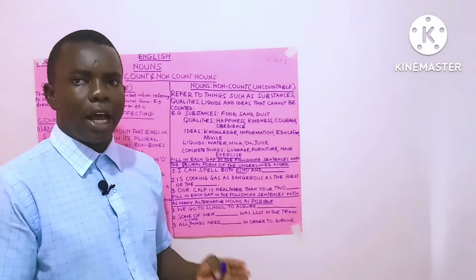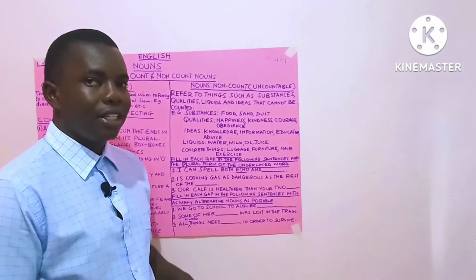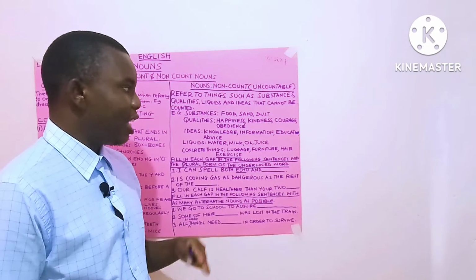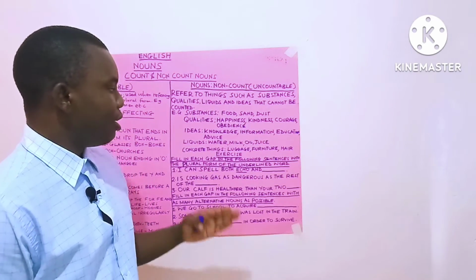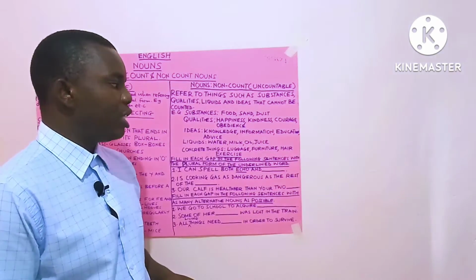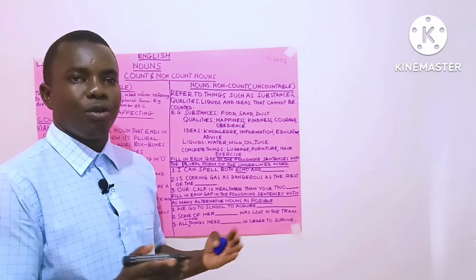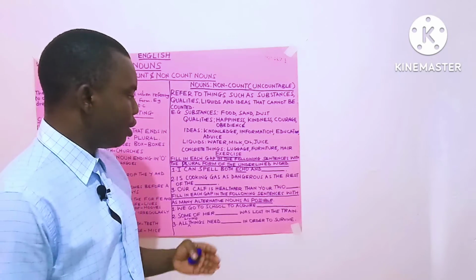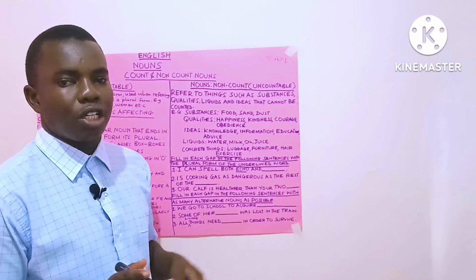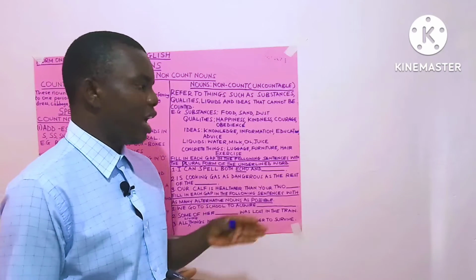Examples of substances that fall under non-count nouns: we have food, sand, and dust. Some of the qualities that fall under non-count nouns: we have happiness, kindness, courage, and obedience. Some of the ideas: we have knowledge, information, education, advice. Liquids, examples: we have water, milk, oil, juice. There are also some concrete things that fall under non-count nouns, like luggage, furniture, and hair.